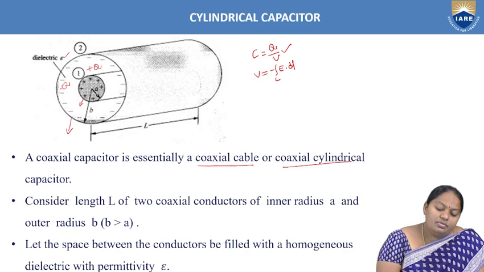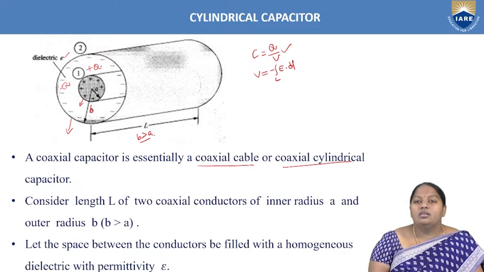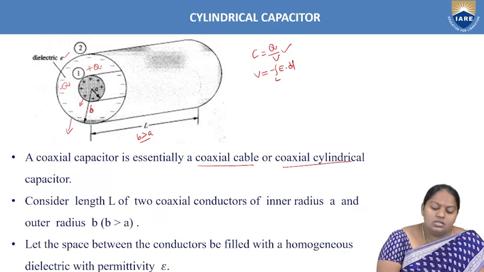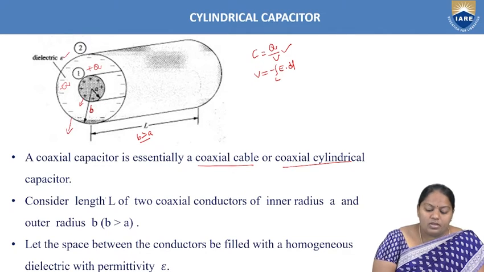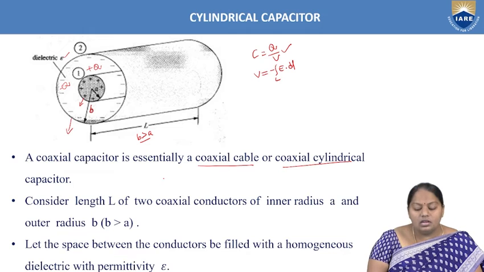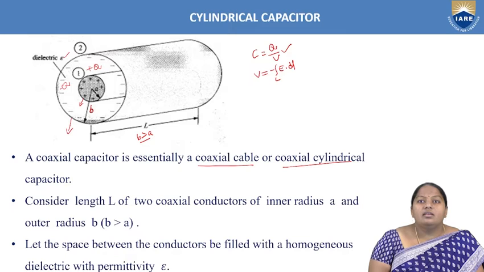Now, if you consider the inner figure, it is drawn with radius A, and the outer conductor has radius B. If you observe, the relation between these two is B is greater than A. This is the outer conductor, or plate 2, which carries negative charge, and the inner conductor, or plate 1, which carries positive charge. So the coaxial capacitor is what is considered here, a coaxial cable or coaxial cylindrical capacitor.